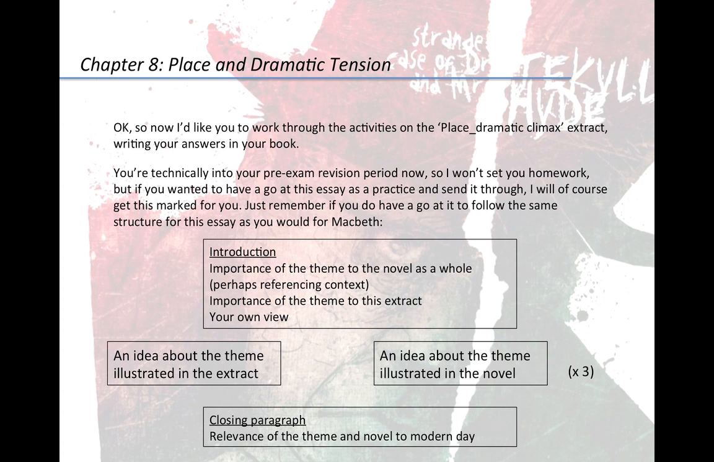Anyway, I'm not going to set it as an essay, but if you want to have a go, please do. If you do, just remember that essay structure I mentioned to you before. So there's your introduction, a 3-stage introduction: importance of the theme to the novel, importance of the theme to this extract, your own view, and then 3 of these paragraphs. These 2 together make 1 paragraph: one idea about the theme illustrated in the extract, and then a corresponding idea illustrated elsewhere in the novel. Do that 3 times, and then a brief paragraph explaining the significance or relevance of the theme and the novel to the modern day.